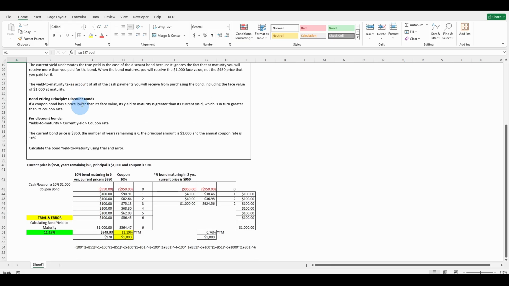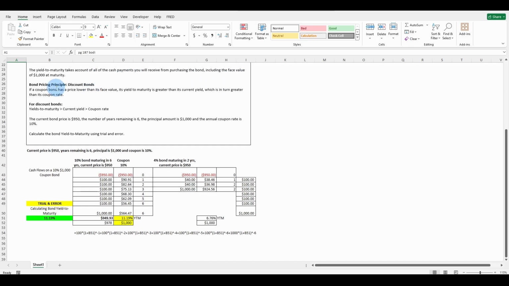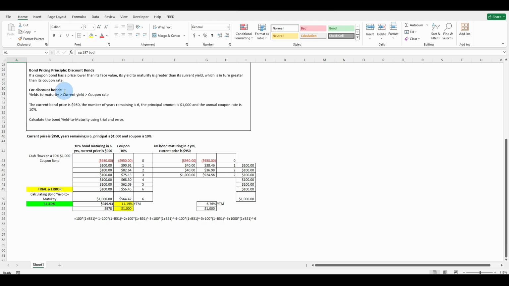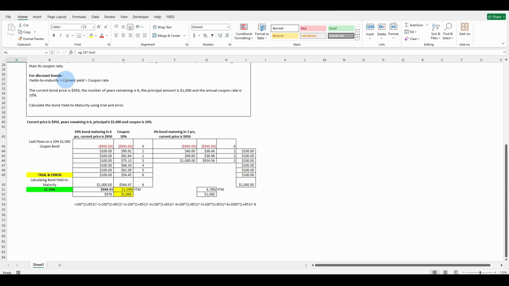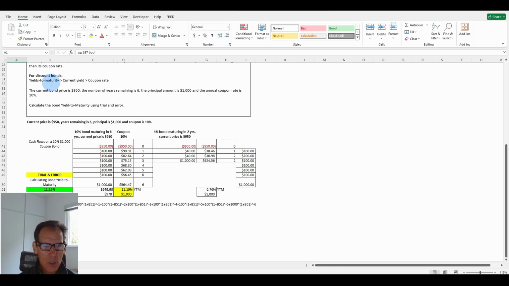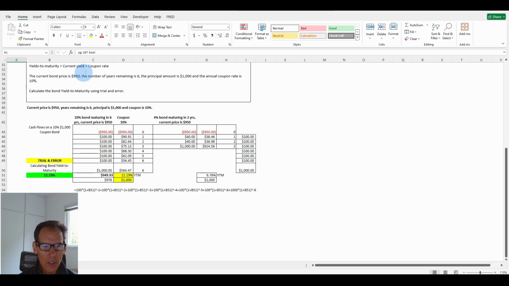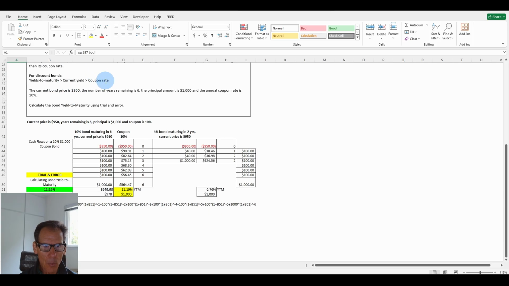The yield to maturity takes into account all the cash payments that you will receive from purchasing the bond, including the face value of $1,000 at maturity. Bond pricing, discount bonds. If a coupon bond has a price lower than its face value, its yield to maturity is greater than its current yield, which is in turn greater than its coupon rate. For discount bonds, yield to maturity is greater than the current yield, which is greater than the coupon rate.